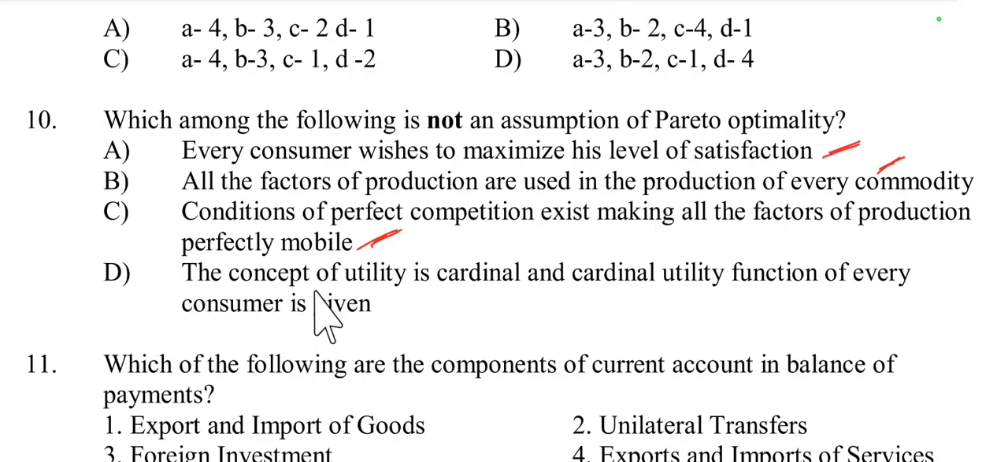Then option D, the concept of utility is cardinal and the cardinal utility function of every consumer is given. This is incorrect. The cardinal utility function of every consumer is not given. So this assumption is incorrect according to Pareto optimality. Options A, B, C are correct and D is incorrect, so D is the right option here.